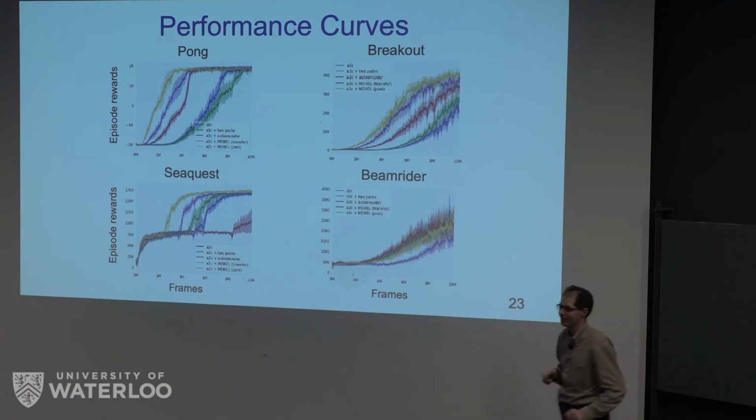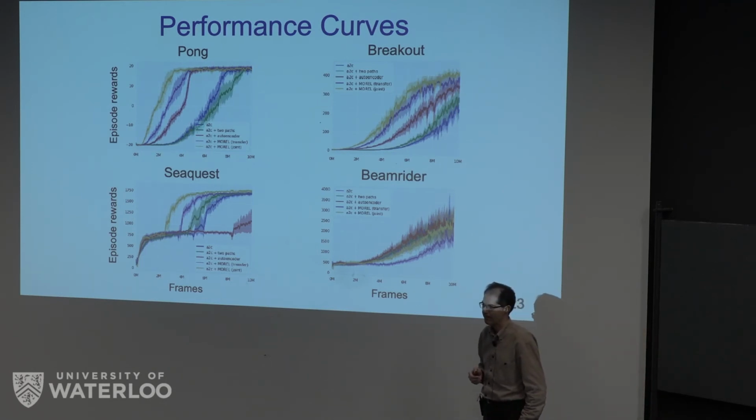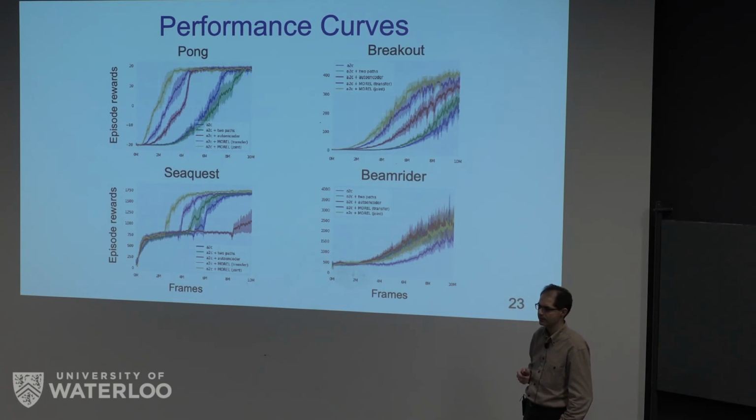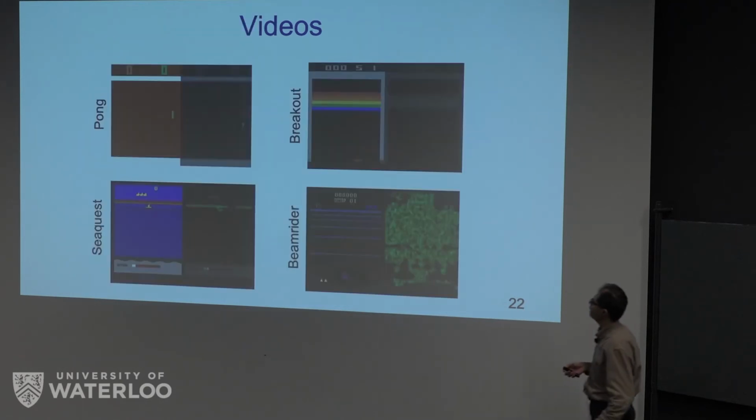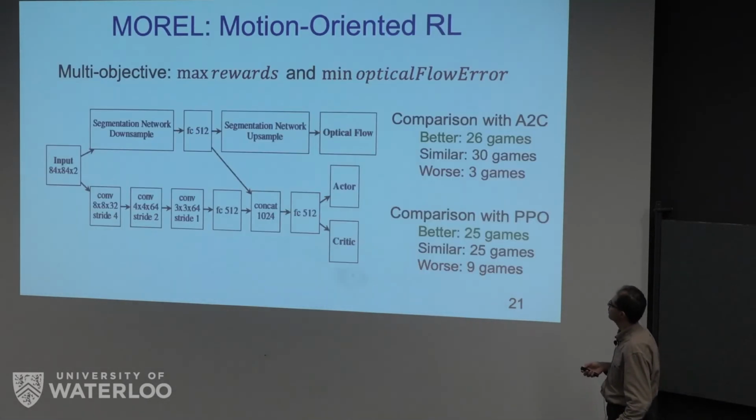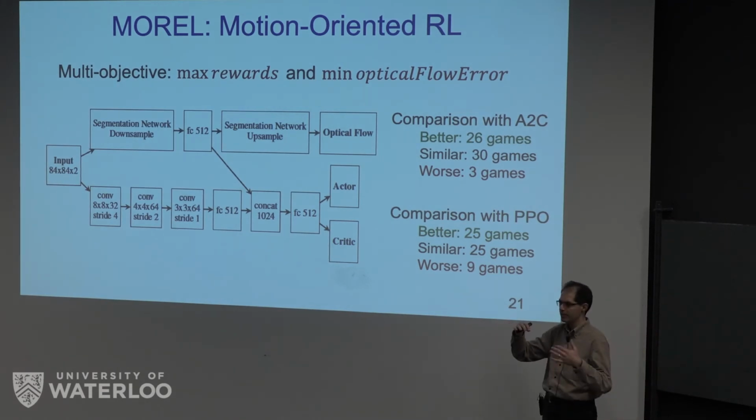Question: In one previous slide, you compared two baselines. You said 25 games better. But here you say it's finding the same quality of policy, just finding it faster. So is it better? Answer: Oh, okay. So when I said better, what I really meant is that we find state-of-the-art policies faster.